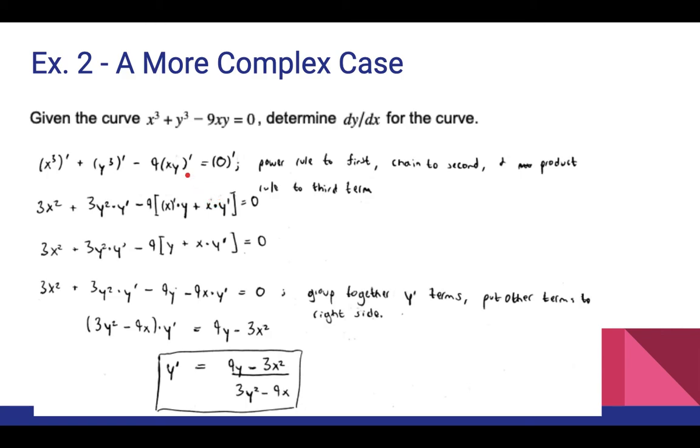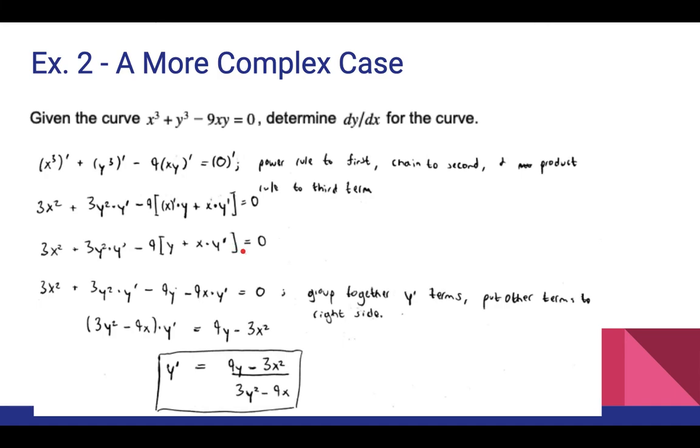In this case, since we just have y by itself, it's not y to the first or secant of y or anything like that. We just write y prime since that's the derivative of y. Okay? So in the next stage, we see that the derivative of x is just 1. So as a result, we have 3x squared plus 3y squared times y prime minus 9 times y plus x times y prime.